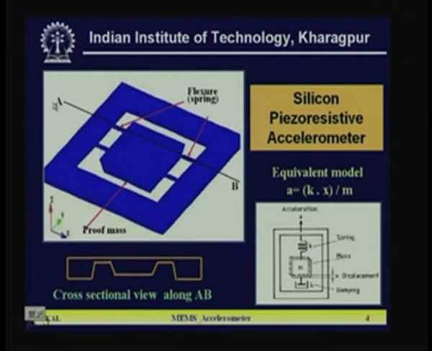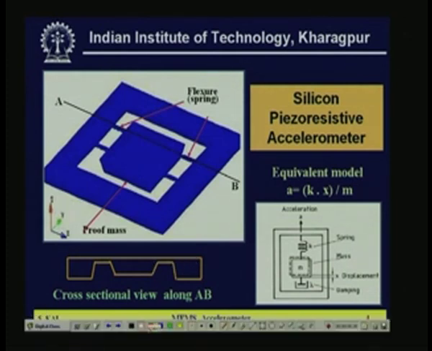And if you see a cross-section diagram along AB, it looks like this. This is the probe mass in the bottom diagram, and this is the flexure dimension. Here is the flexure size, where you are going to fabricate the resistances.